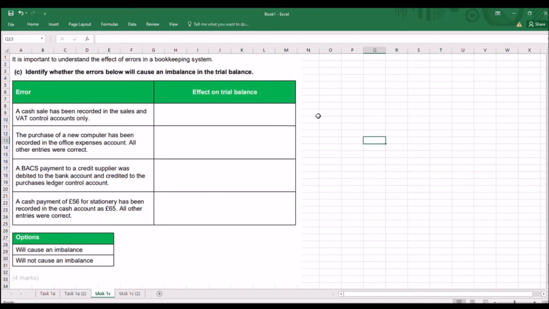So this is an error question here. We've got some situations here, some journals that have been posted. Which ones cause an imbalance in the trial balance and which ones don't cause an imbalance in the trial balance? You've got 4 marks for this, and you should probably get that finished in about 3 minutes. Come back in 3 minutes.